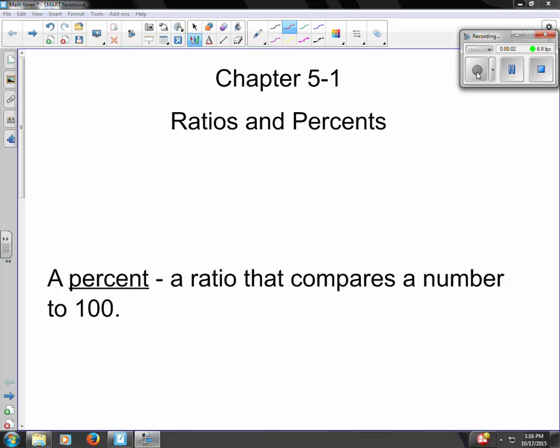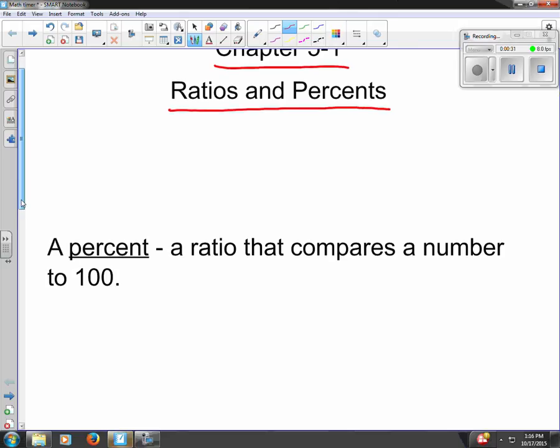Okay, in this video, we're looking at Chapter 5, Section 1. So you're going to write your St. James heading, and you're going to write Chapter 5, Section 1, underneath that St. James heading, and then underneath that, you write ratios and percents. Part of this is review. It's going to get us ready for doing our percent proportions and things like that. So this is just review to get us to that point.